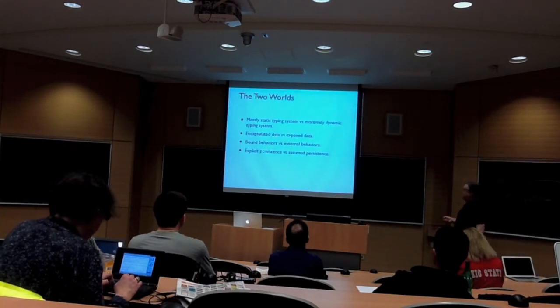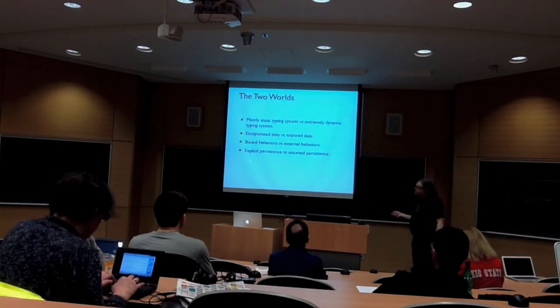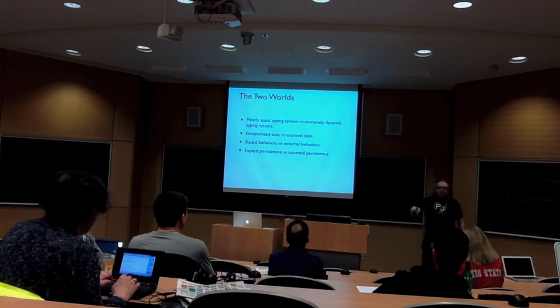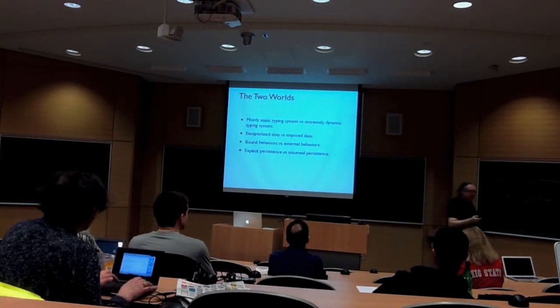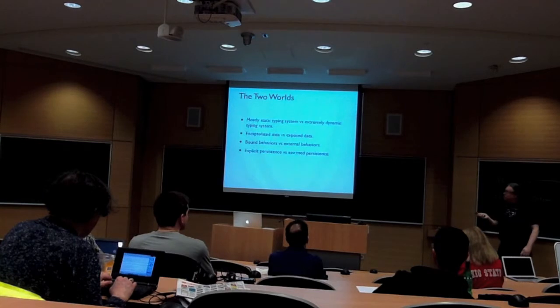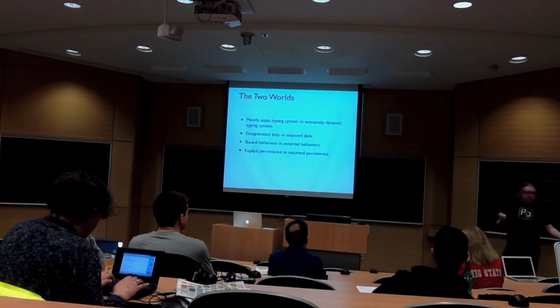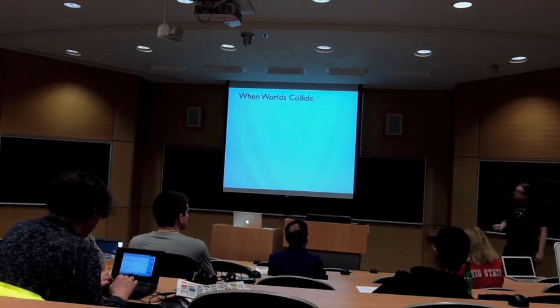Explicit persistence versus assumed persistence. In the OO model, you have to say, okay, save this for me, please. As opposed to the relational model, where simply creating a table implies persistence.